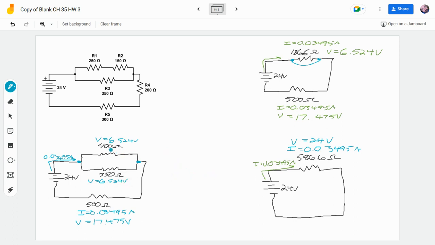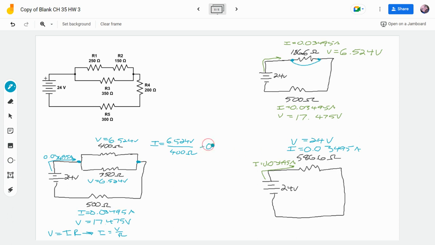Now I know voltages and I know resistances, so I can figure out I. This is just going to be Ohm's law. V equals IR, which means I must be V over R. So I up here is going to be 6.524 volts over R, which is 400 ohms. So 6.524 divided by 400.